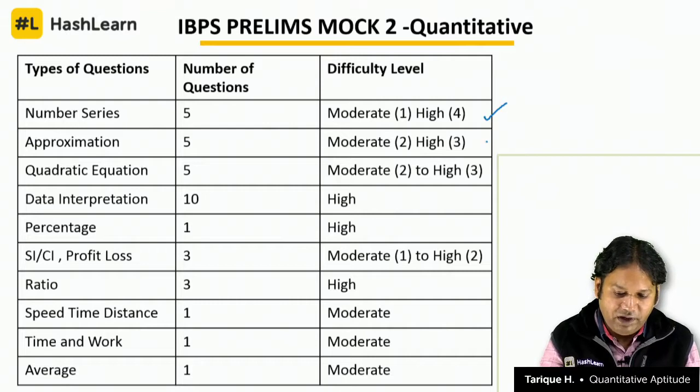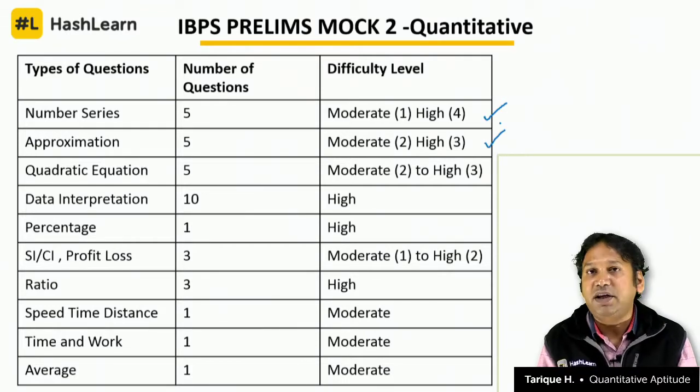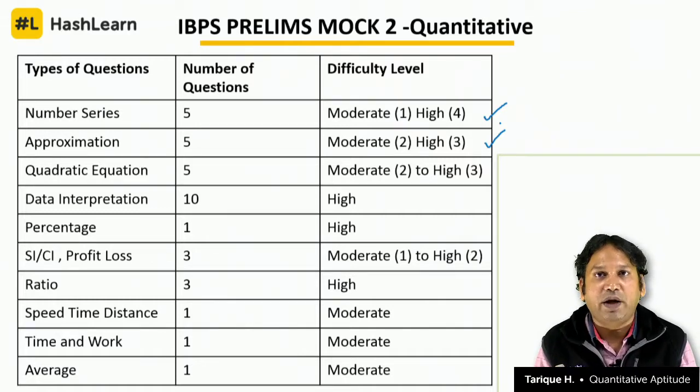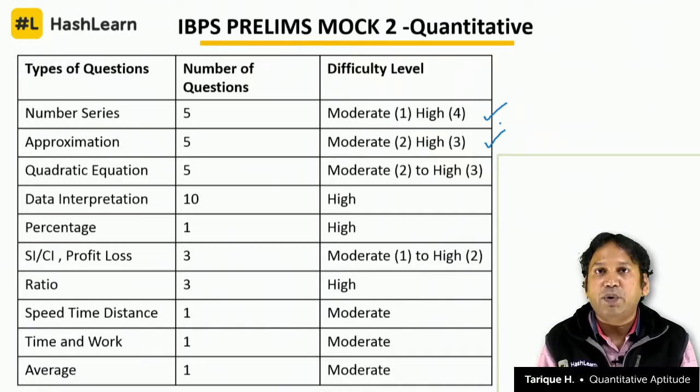Now here even approximation questions, we had 3 high difficulty questions based purely on the amount of calculation required to solve those questions, and 2 questions of moderate difficulty level. Total number of questions from approximation 5.